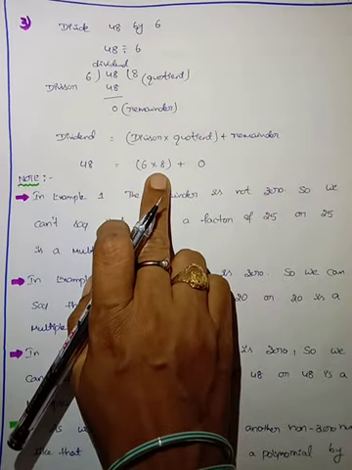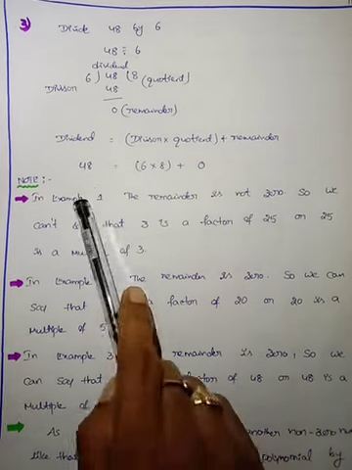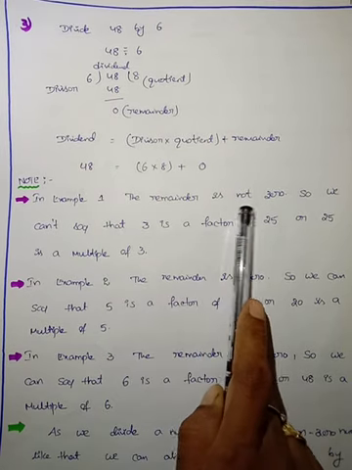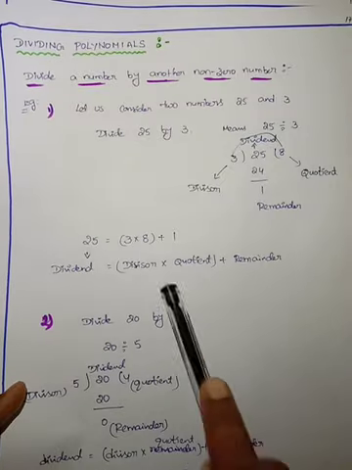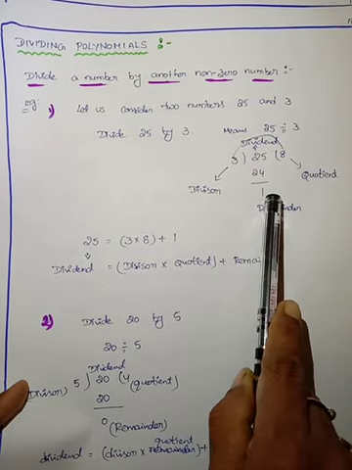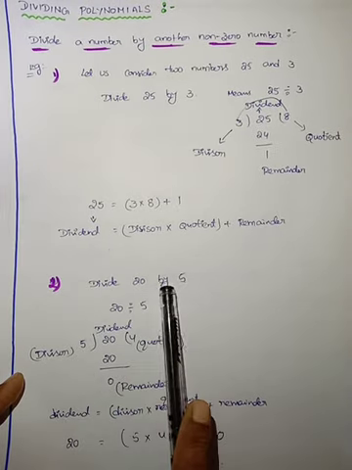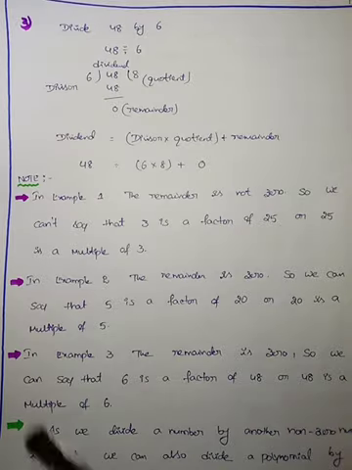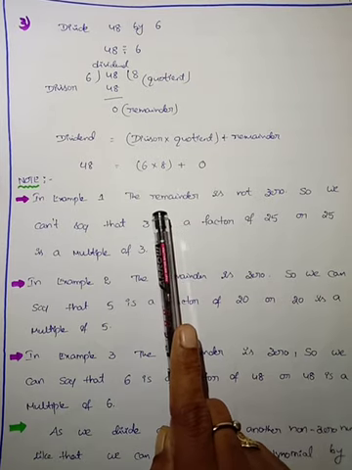48 plus 0, 48. What do we understand from these three examples? In example 1, what is the remainder here? 1. The remainder is not 0. In example 2, the remainder is 0. And in example 3 also, the remainder is 0.